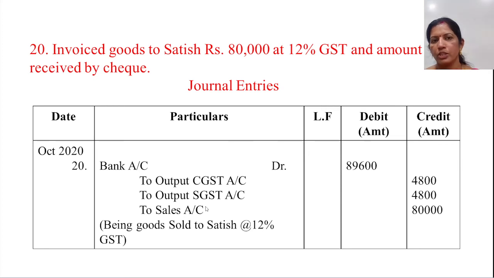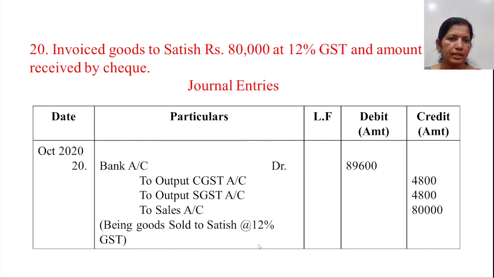As I told you before, if the transaction involves payment through check, then we take the bank account. Bank account debit, check received, check comes in. Credit output CGST. The sales GST, take output GST, because when we sell we receive GST; sales is income, and the GST on it is also our income, that's why credited. As per the rule, 12% GST: take 50% of 12, which is 6% central government's share and 6% state government's share.